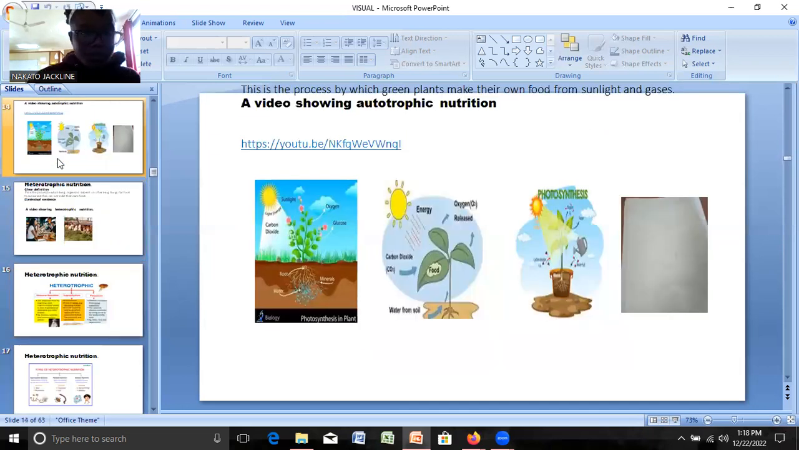we see autotrophic nutrition, and this is usually seen in plants. This is the process by which green plants make their own food from sunlight. And below are the pictures explaining autotrophic nutrition. And then we have a video explaining how autotrophic nutrition occurs, for deaf learners to easily relate.